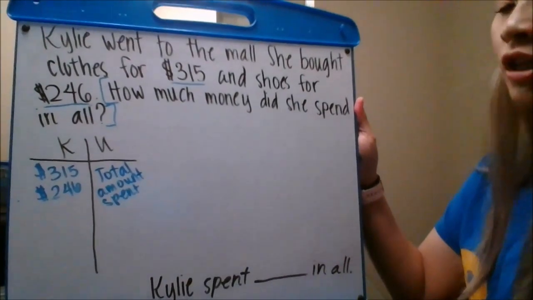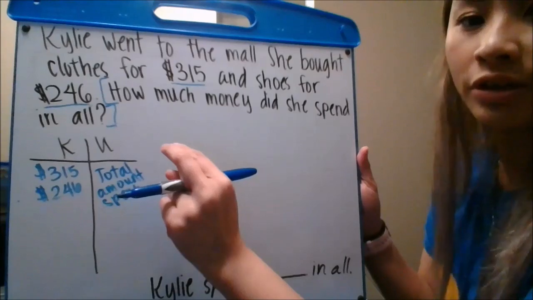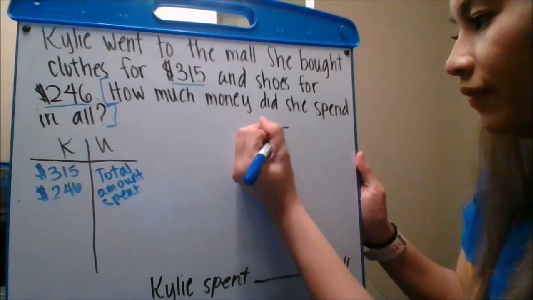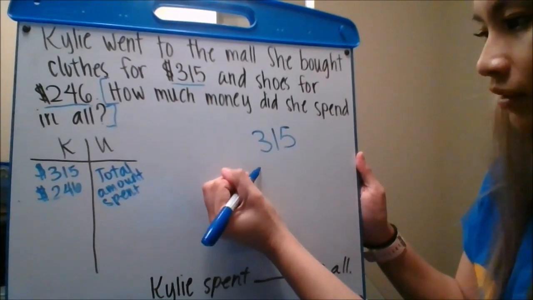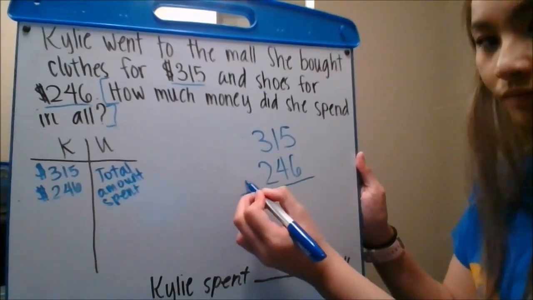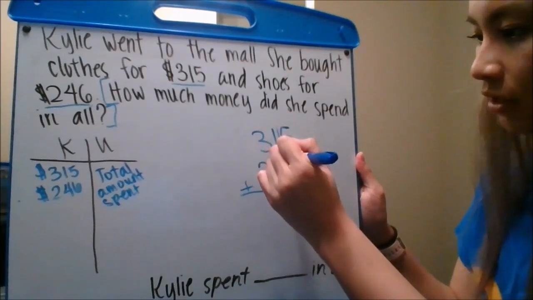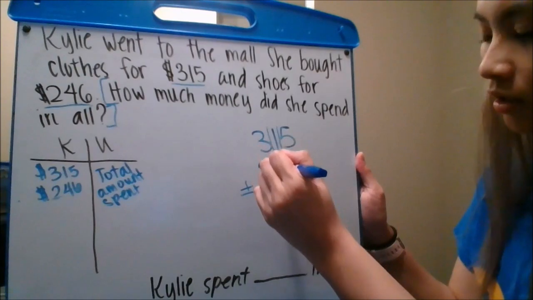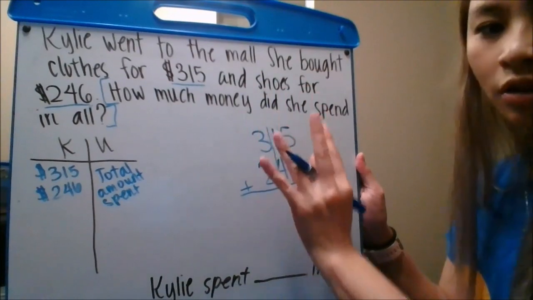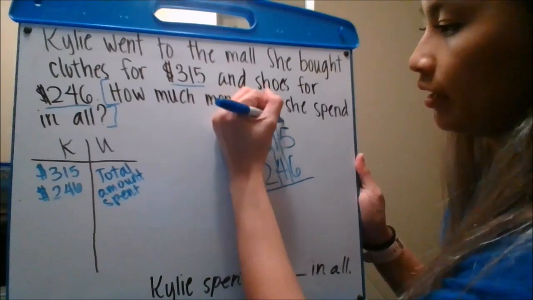So we know when the question asks in all, that means we need to add the two numbers together. So we need to add 315 plus 246. And what I usually like to do, and I always tell my kids, is put a line in between the ones, tens, and hundreds. That way we know they're all in the correct place and they're not going to get mixed up. So hundreds, tens, and ones.